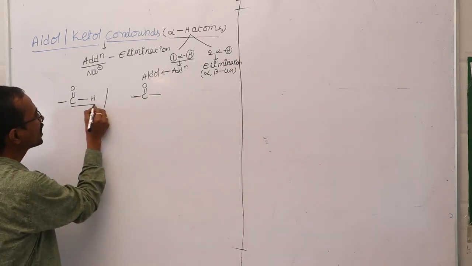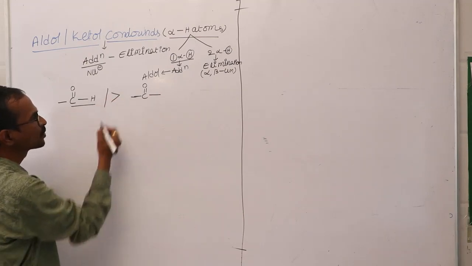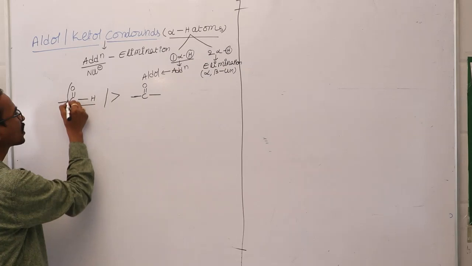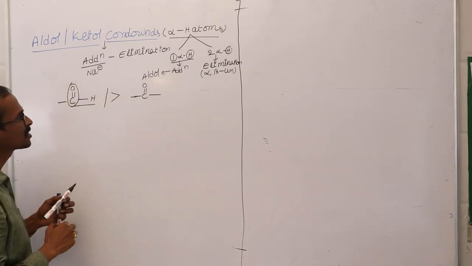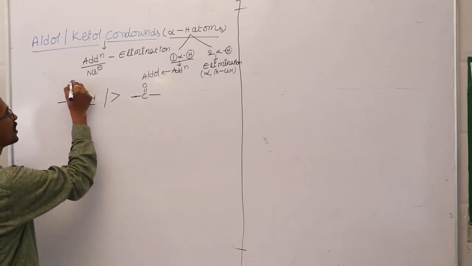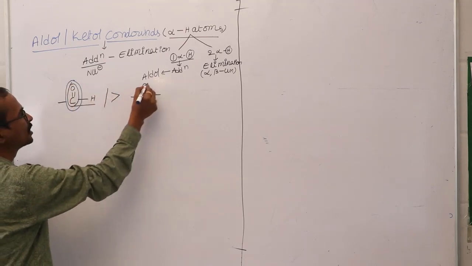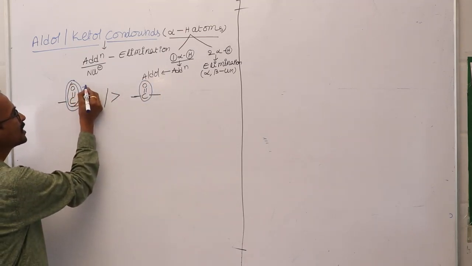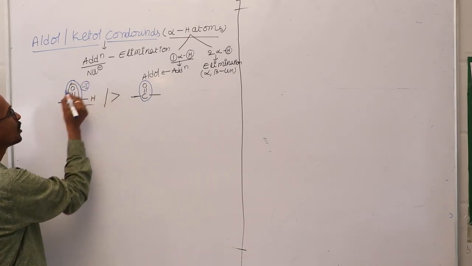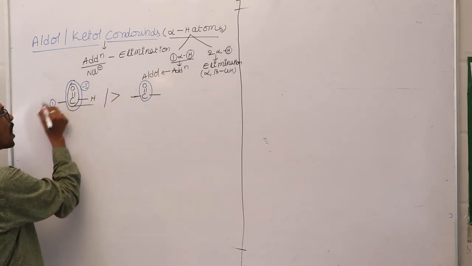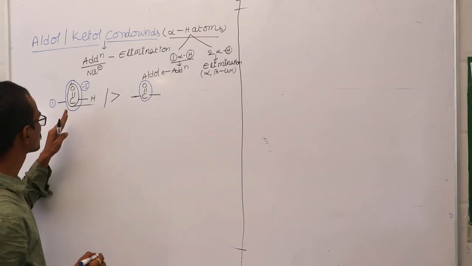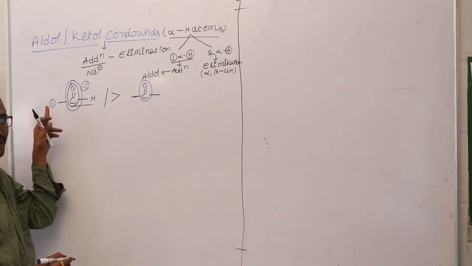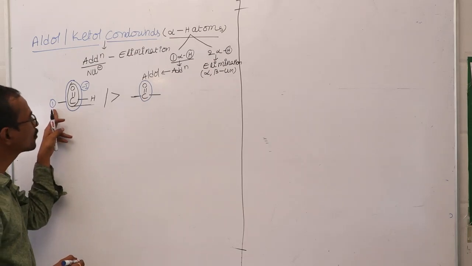Here aldehydes are more reactive than ketones, because of the electron withdrawing group. What is the electron withdrawing group present in these aldehydes and ketones? That is the carbonyl group. Here the minus I effect is shared with only one chain, that means the alkyl group which is present on this side, so it is contributed to one part only.